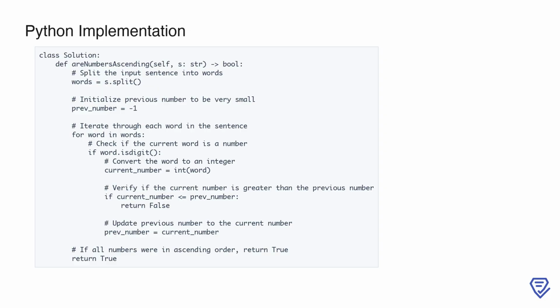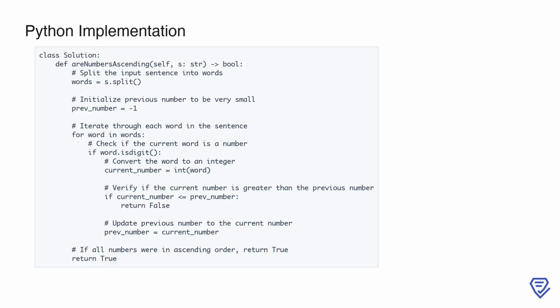If the current number is less than or equal to prev_number, the function immediately returns false, as the numbers are no longer in ascending order. If the current number is valid and greater than the previous number, the prev_number variable is updated to the current number, ensuring that subsequent comparisons use the latest value. At the end of the loop, if all numbers in the sentence have been processed without violating the ascending order condition, the function returns true.